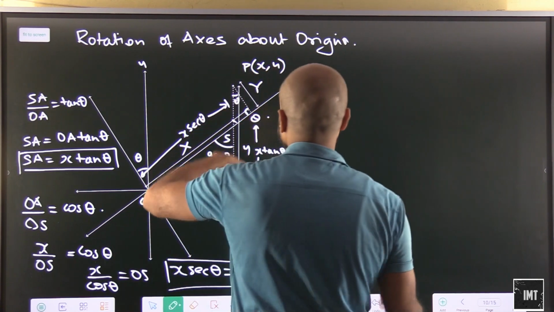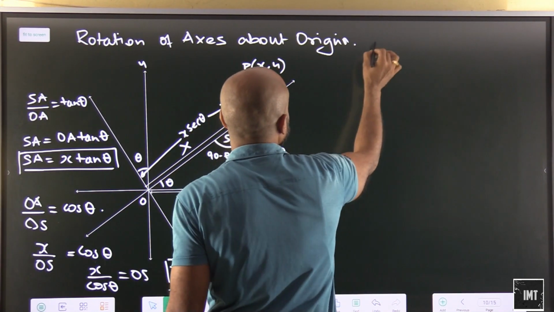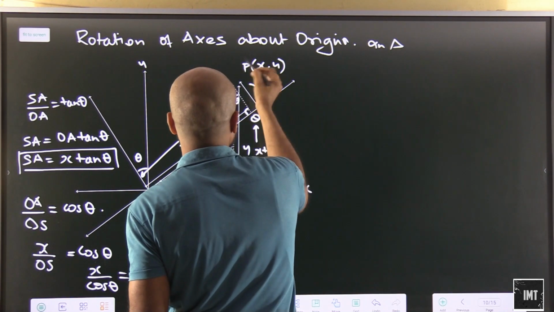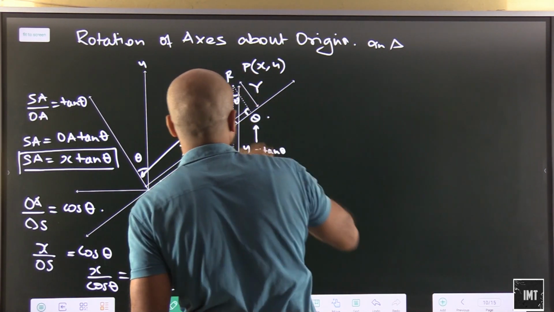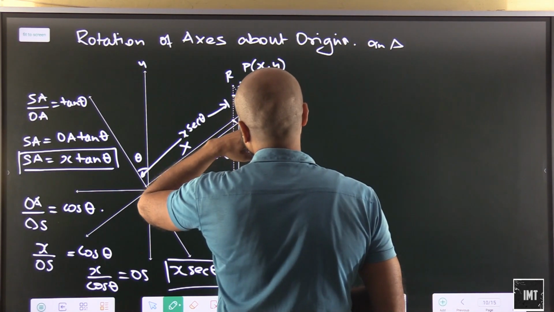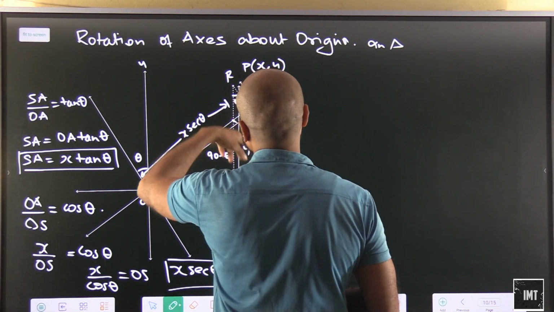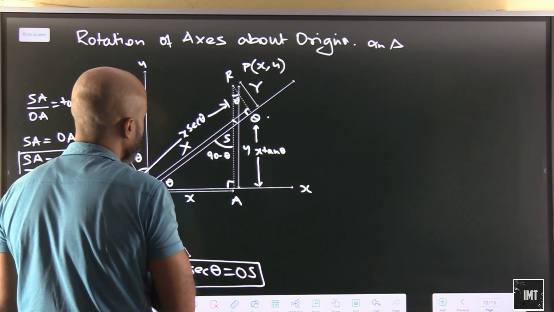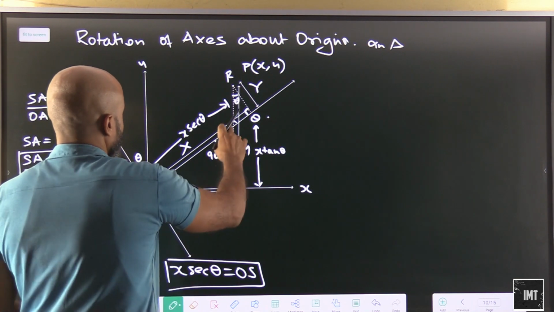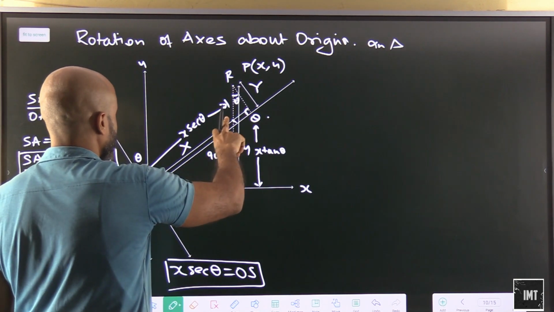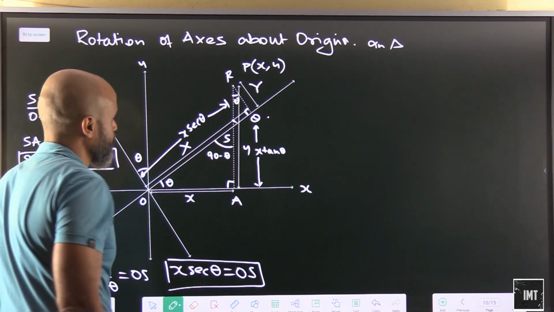So what do we have here? In triangle OS, let's say we name this as R. In the triangle, we have to find out y and x, right? We have to find out y and x. So in this case, this is x tan theta, x sec theta. This is x sec theta.